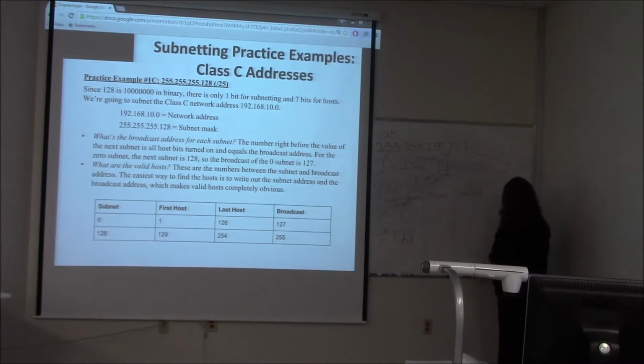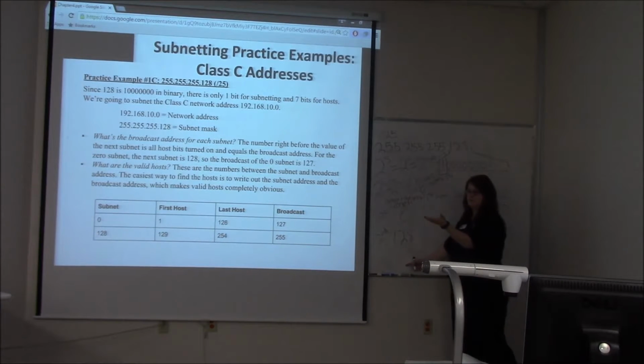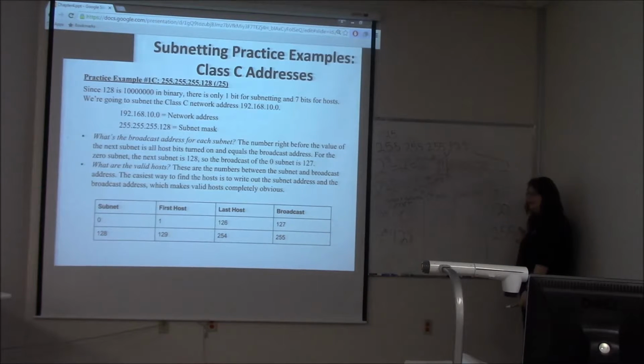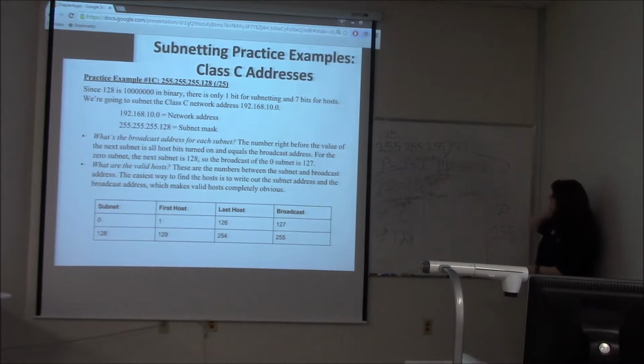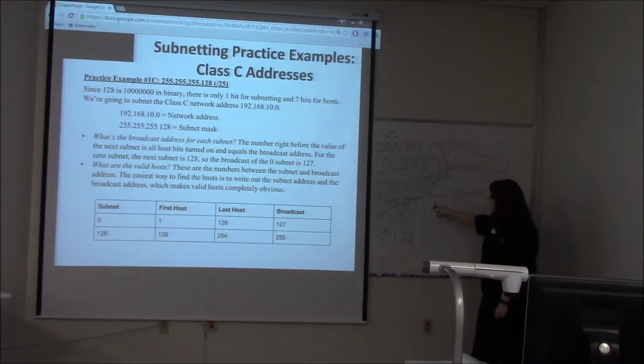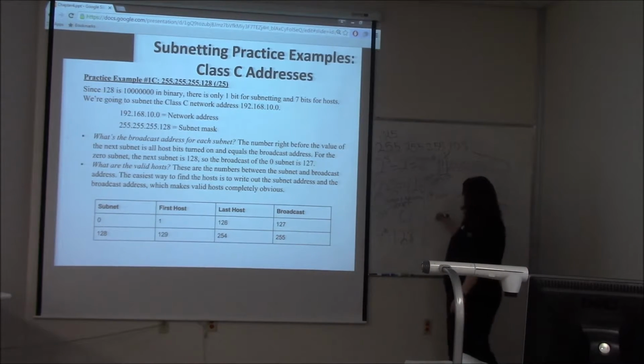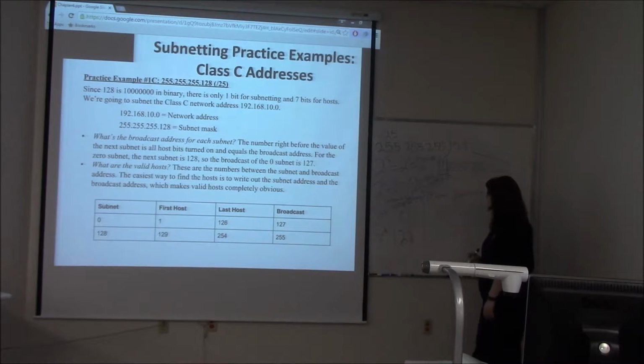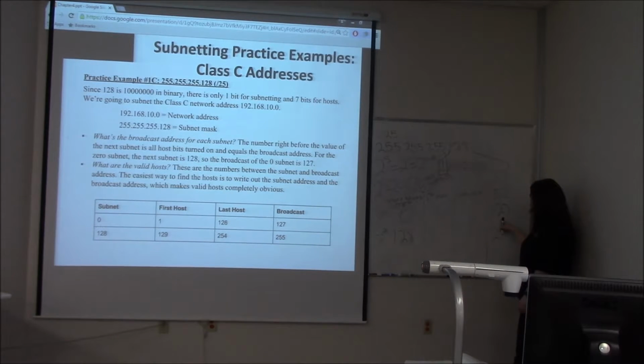255. Why? 256 we can't do. So this is the last address. We've run out at that point. Now if we look, our first host is going to be the one that comes after the network address. So it's a 1. Our last host is going to be the one that comes before this one.